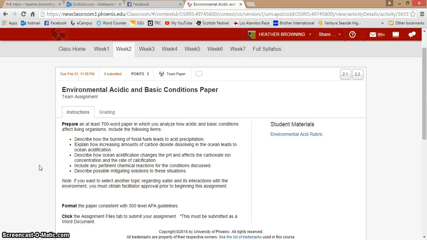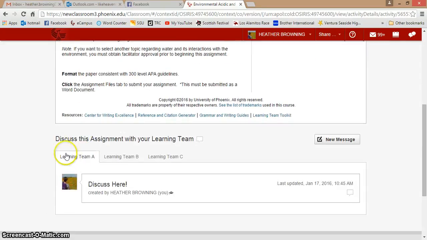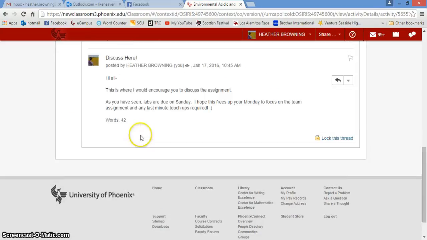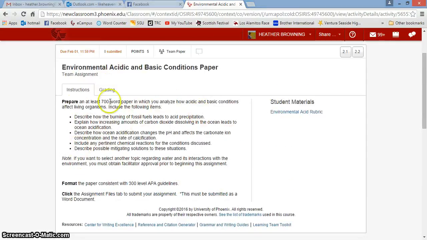Everyone, so here's the walkthrough, the environmental, acidic, and basic conditions paper. First time we get to do a team paper, so you'll see you have learning team A, B, and C. It should just open up to your learning team and it will say something like, hey, discuss it all down here, and it needs to be done by the end of Monday. So you should have a full day. And then you have the rubric over here.